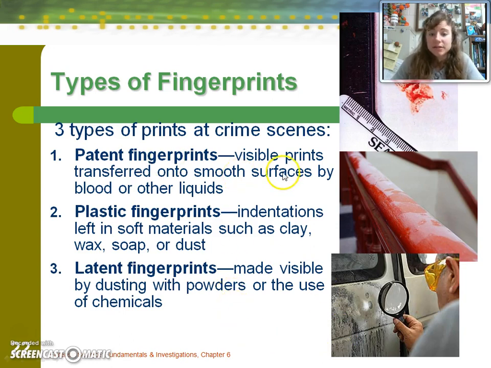Patent, which means they're visible to the naked eye without processing. This could be that somebody puts their hand in avocado and puts it on the table, and you can see that. Plastic would be indentations. For example, someone puts their hand in dust or clay, wax, or soap, and it leaves a plastic print. Latent is that they are invisible until they are processed by powders or other chemicals.